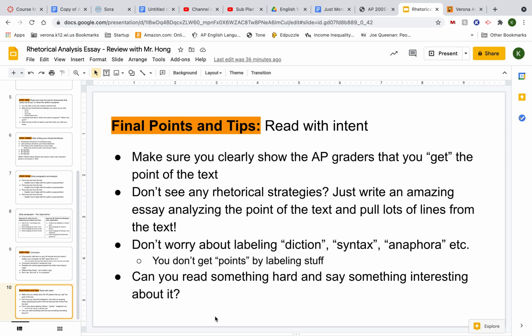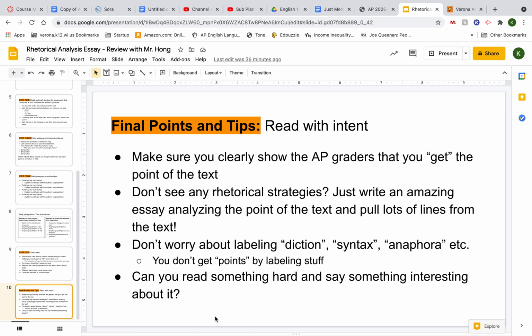All right, here are the final tips and points. This essay type really requires you to read with intent. The reading is hard, and they're trying to get a sense of how good of a reader are you. So, what you want to do is make sure that you clearly show the AP graders that you get the point of the text.